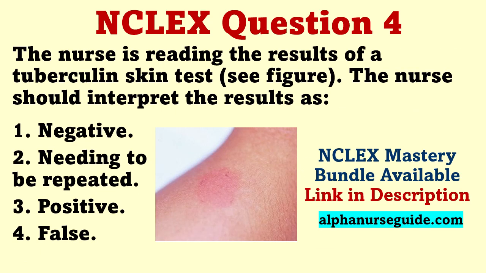The nurse is reading the results of a tuberculin skin test. See the picture on the screen. The nurse should interpret the results as 1. Negative. 2. Needing to be repeated. 3. Positive. 4. False.